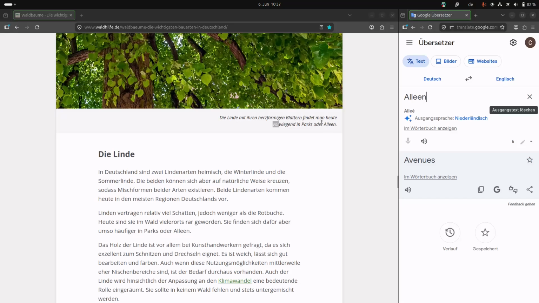And another detail which I just demonstrated is that findet man is also a way of expressing the passive. So basically in English, as I just did, is being found. You could also translate it into that.